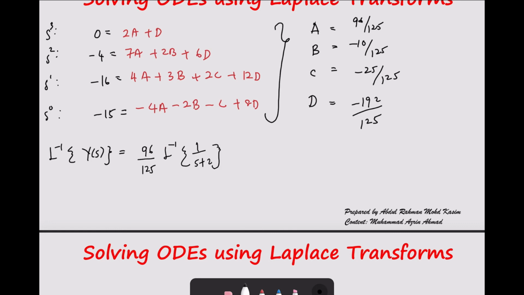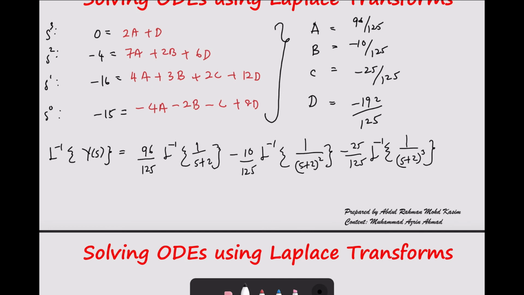Okay, so for the B you will have -10 over 1 to 5. You need to inverse it with 1 over s plus 2 squared. For the C you will have -25 over 1 to 5, and then you need to inverse Laplace for 1 over s plus 2 cubed. And then for the last one you will have -192 over 1 to 5, and then you need to inverse 1 over 2s minus 1.